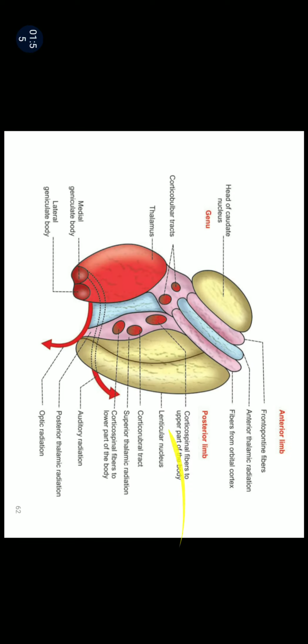This internal capsule is situated in between the thalamus and caudate nucleus on the medial side and the lenticular nucleus on the lateral side. And it has mainly three divisions. There are two limbs: one is called the anterior limb, the second one is called the posterior limb, and in between these two limbs there is a genu which lies in the internal capsule.